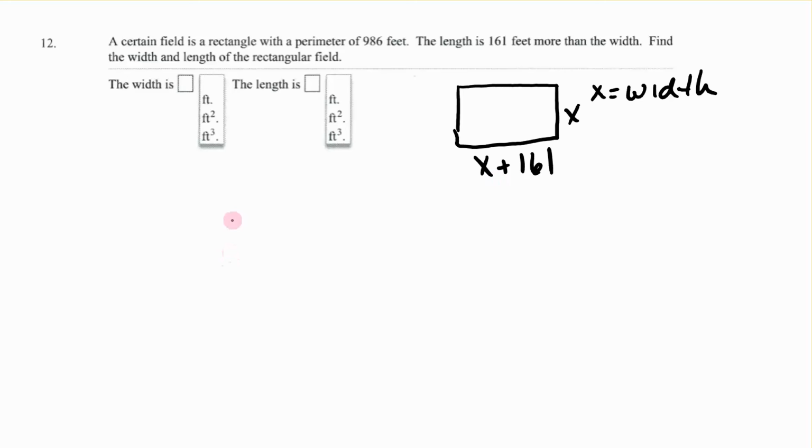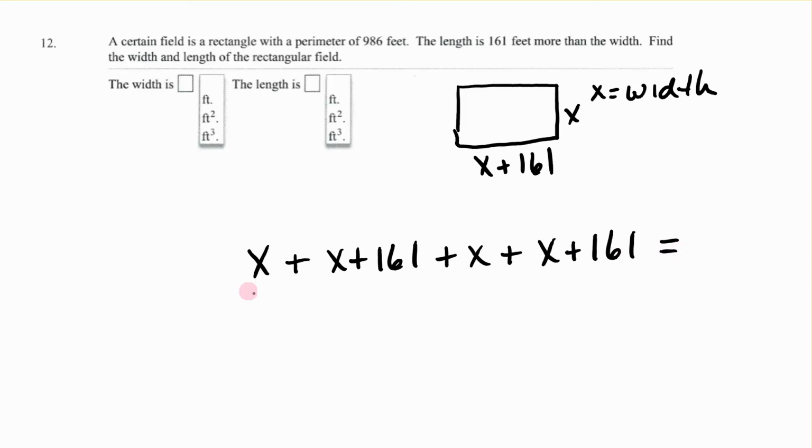I have 4 sides to add up. I have an x and an x plus 161 and an x and an x plus 161. I know that might seem strange. There's a side, there's a side, there's a side, there's a side. They add up to be the perimeter, which is 986 feet.